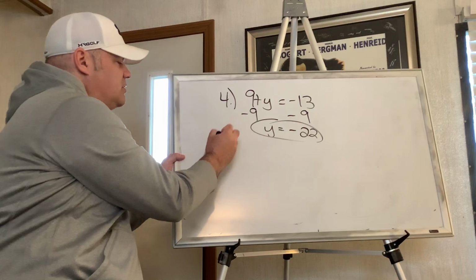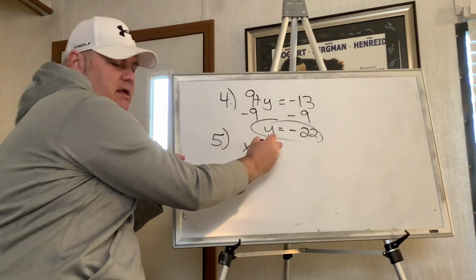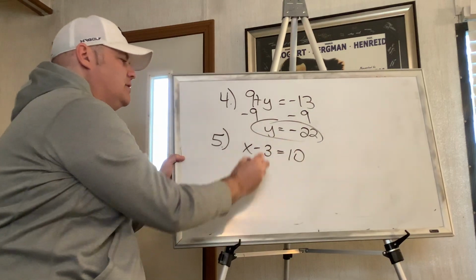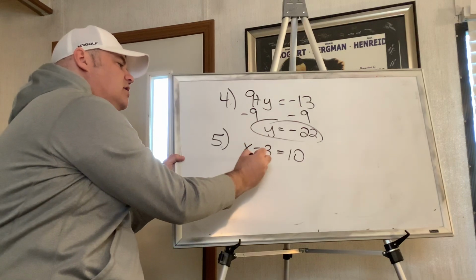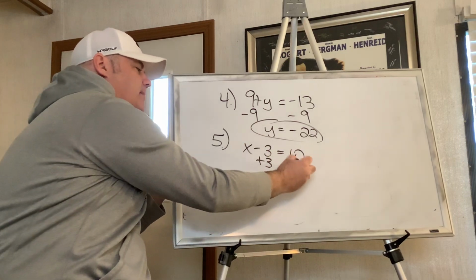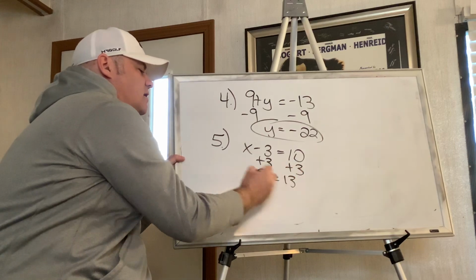Okay, then we got some subtraction ones. So we got x minus 3 equals 10. So instead of subtracting the 3, you're going to add the 3 to make it 0. And that gives you 13.